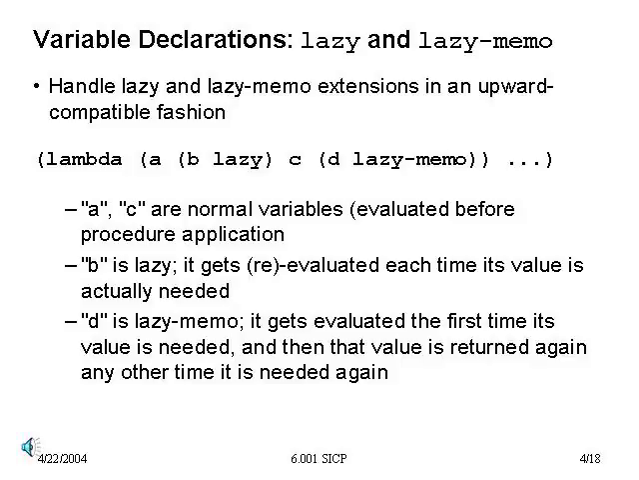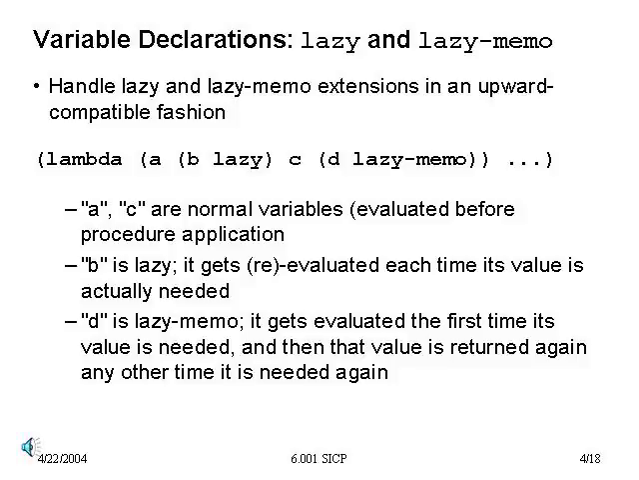That says when a value is passed in for this argument, it should get re-evaluated each time its value is actually needed. It's a delayed thing, but every time we need it, we'll go ahead and compute the value. On the other hand, we're going to specify with this example that the argument D should be a lazy memo value. That is, when something is passed in as part of an application of this procedure, the argument will be evaluated the first time its value is needed. It'll be delayed up until then, but then that value is just returned again any other time that it's needed.